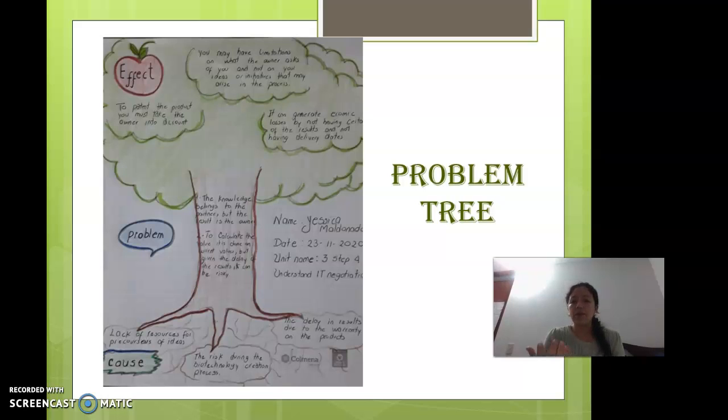And see the problem, three aspects: the problem in the middle, and cause and effect.